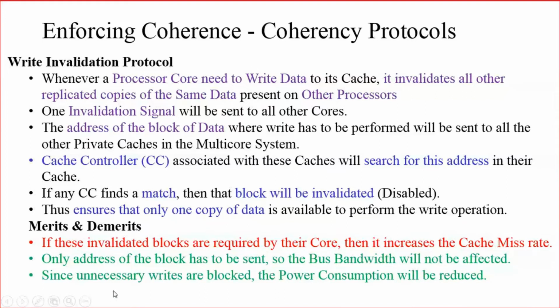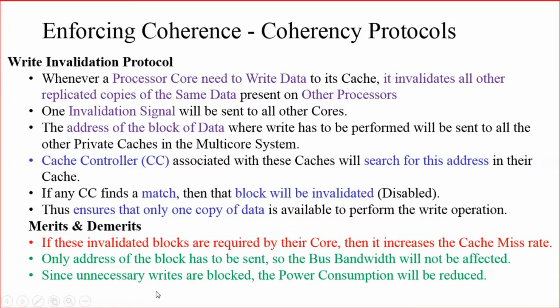Then what are the merits? Since only the address of the block is sent through the bus, bandwidth will not be affected too much. Because the invalidation signal, what was that? Only the address of the block of data that is being written will be sent through the bus to the other processors. So only the address is sent, and the bus bandwidth will not be affected too much. That is the first merit.